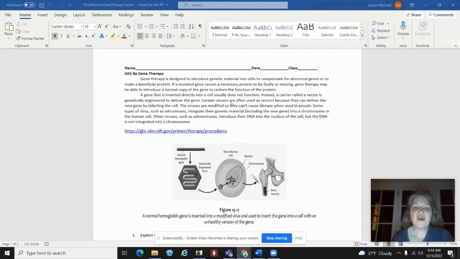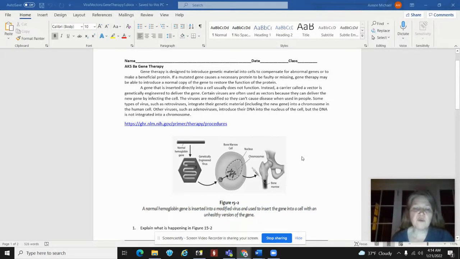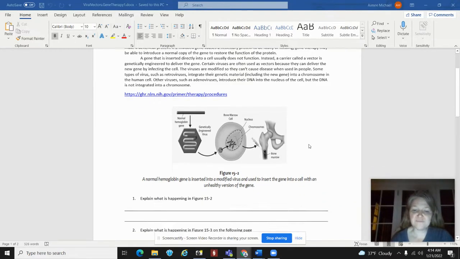Now, in class, we read this passage about gene therapy, and basically, again, gene therapy is designed to introduce genetic material into cells to cure a genetic disease, to make a correction to a mutation. Many of these mutations are point mutations, they're very small. These aren't major chromosomal mutations. And here again in the passage, if you have this in your notes, it says that certain viruses are often used as vectors because they can deliver the new gene by infecting the cell.